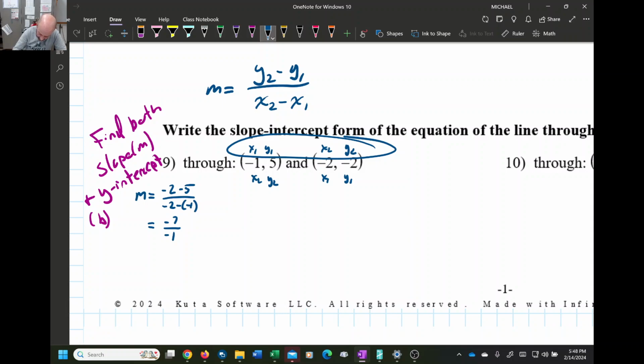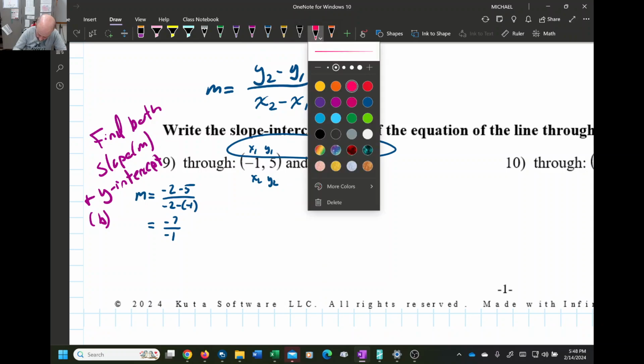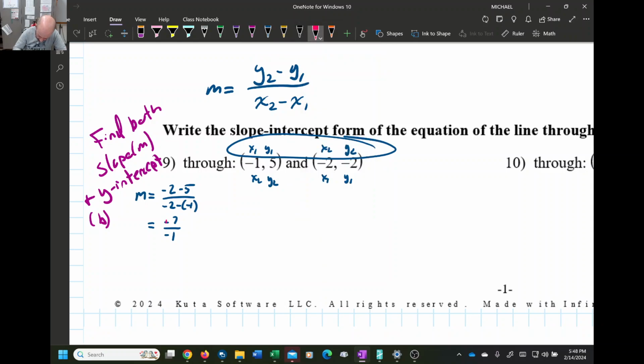Don't forget that I got one of these. Just want to fix something before I forget this. Minus a negative goes to plus a positive. And this means in the end, my slope is equal to 7. Now, if I would have turned these around and used these down here, I'll make those gold, I would have gotten 7 over 1, which gives me 7. You just get the opposite signs, end up with the same answer, no big deal.